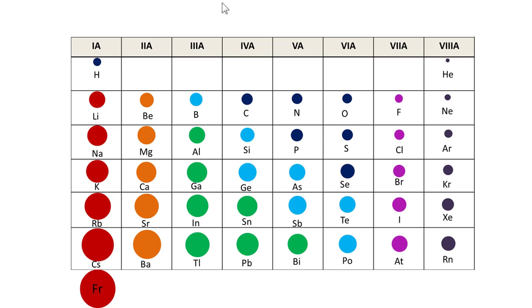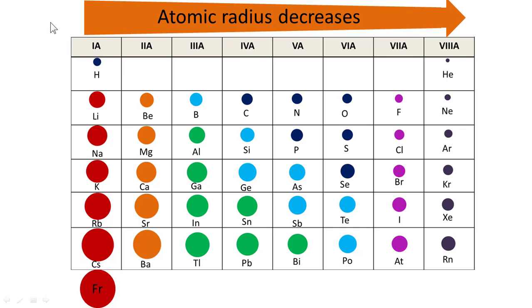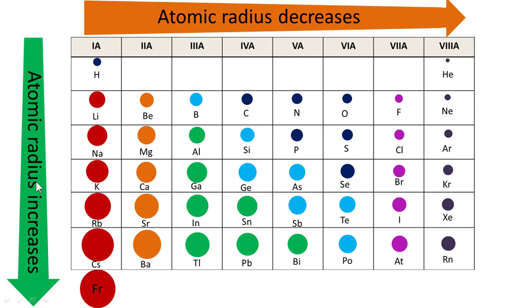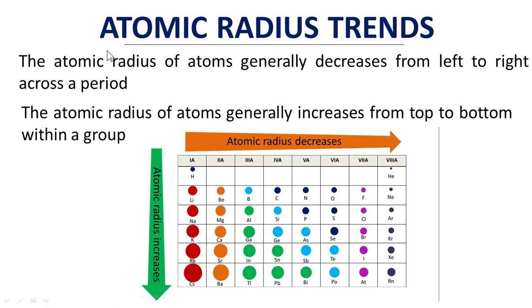Okay, let's come back to atomic radius trends. You can see on the table here, each circle represents the size of each atom. The biggest one is francium, and the smallest atom is helium. In each period, from left to right, the atomic radius of atoms generally decreases. From the top to the bottom in a group, the atomic radius of atoms generally increases. Okay, now let's give a conclusion about atomic radius trends.